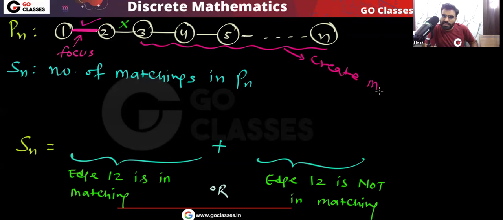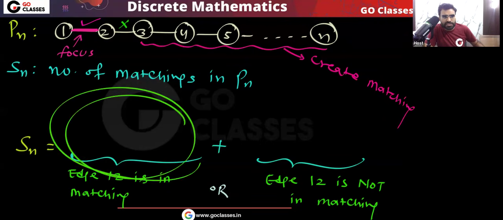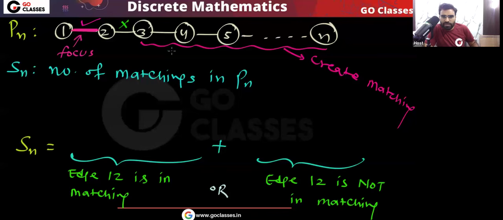In this remaining graph I can create any matching I can create. Okay, so very simple point. Remember, how many matchings are there which contain the edge 1 2? That will be the same as how many matchings are there in this remaining graph. What is this remaining graph? This is a path graph on n minus 2 vertices, so this is P n minus 2.